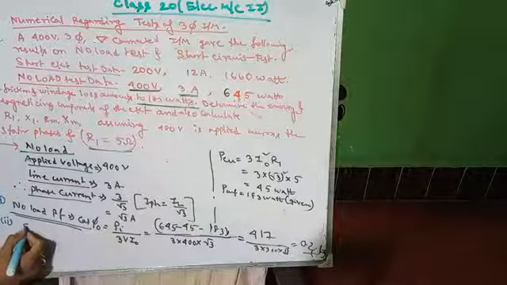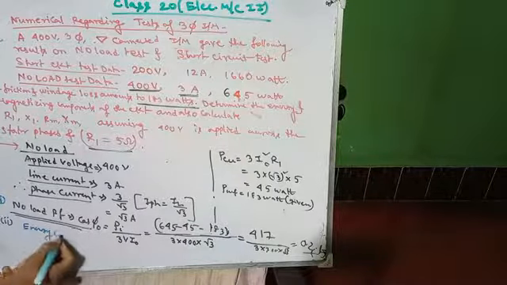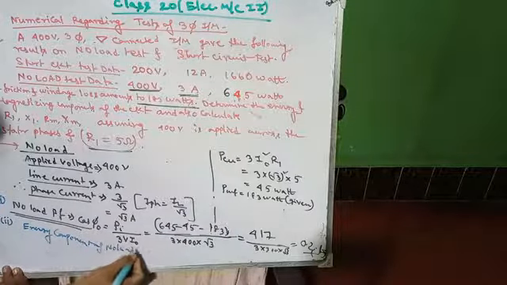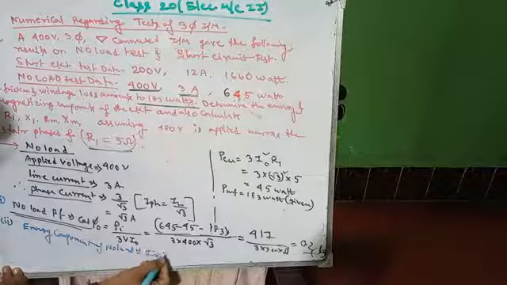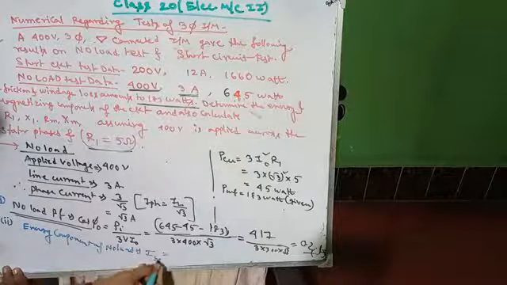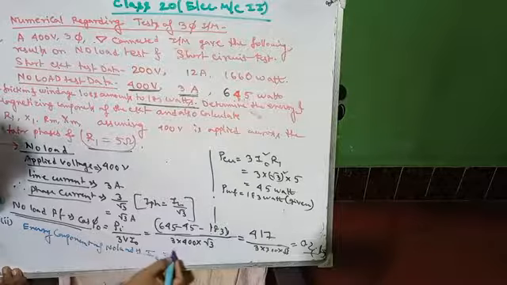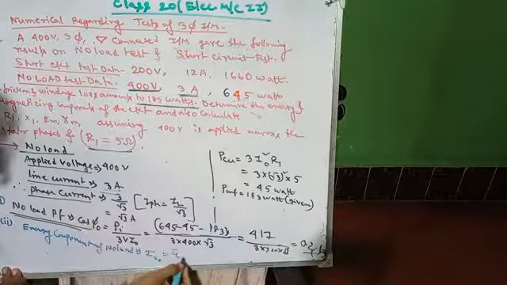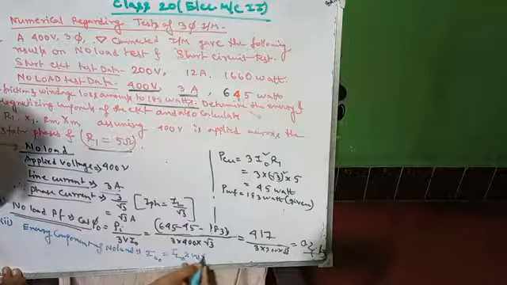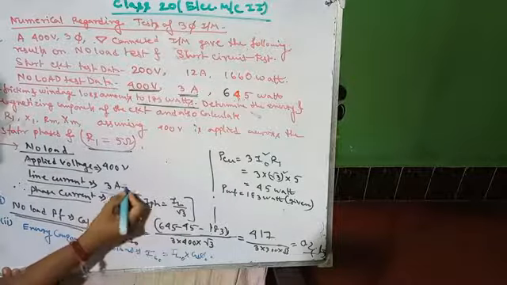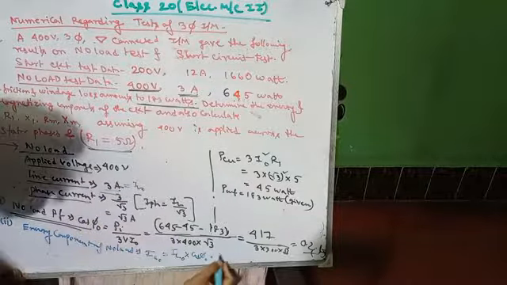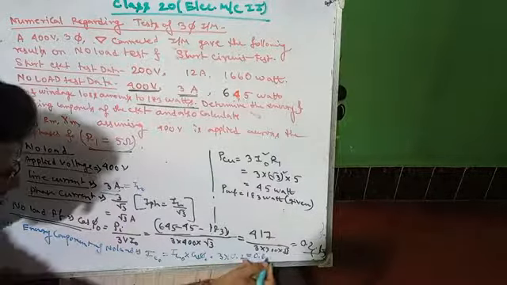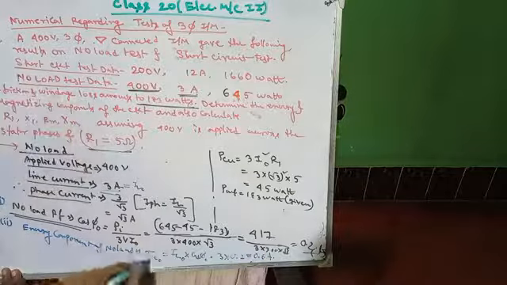So next one, number 2, energy component of no load current. What is the energy component of no load current? That is IE naught, which equals the line current IL naught into cos phi naught, right? This is your formula. That will be 3 into 0.2, that is 0.6 ampere. So the energy component of no load current equals 0.6 ampere.